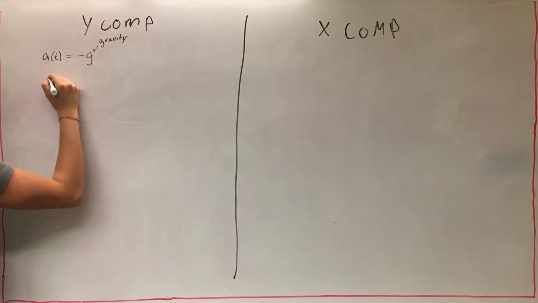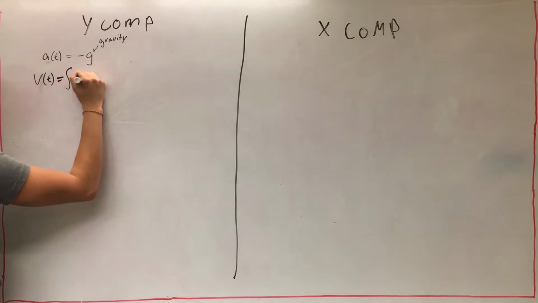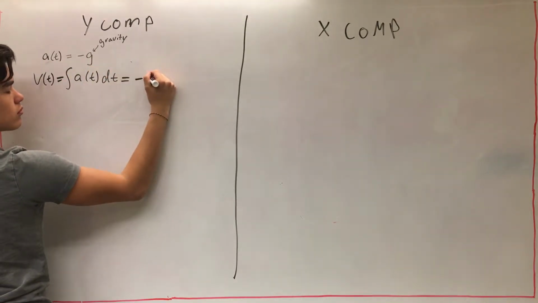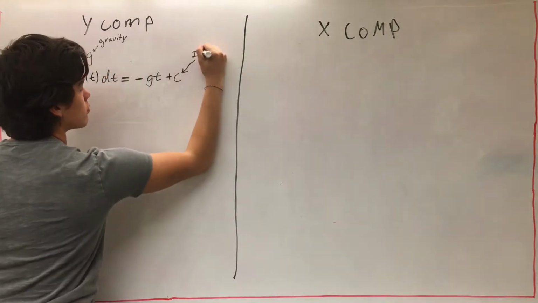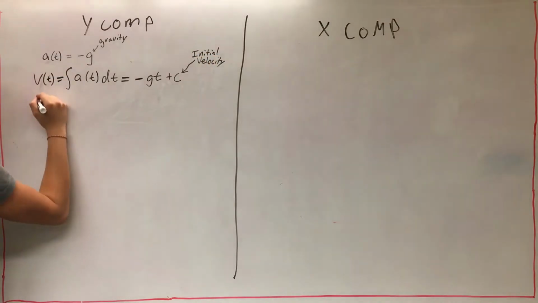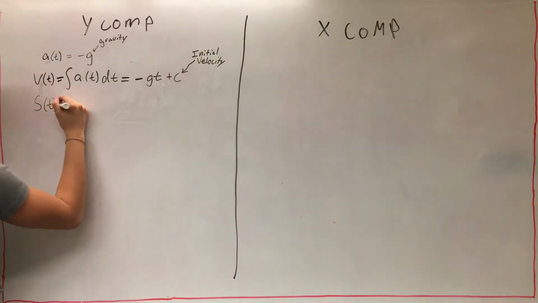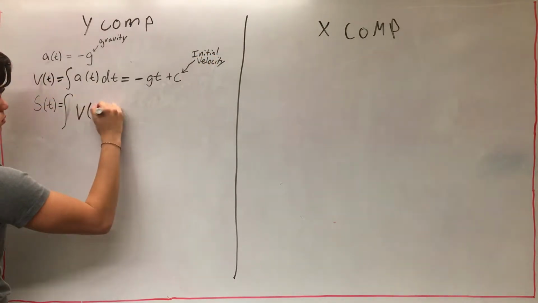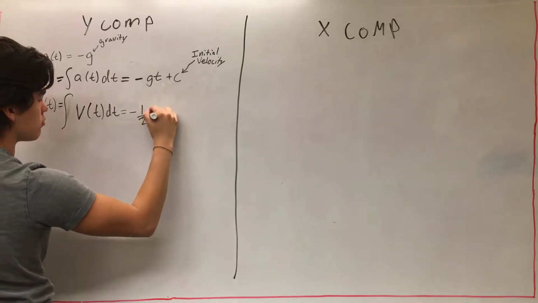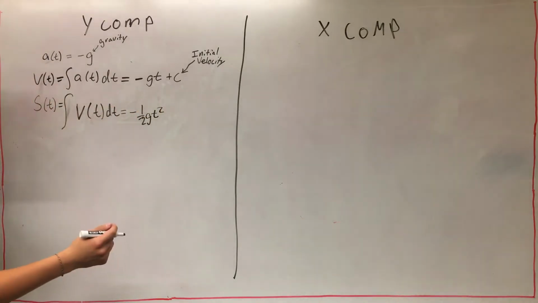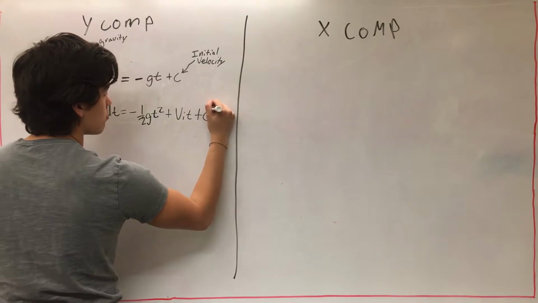The acceleration of the y component we knew to be just negative gravity, and to find the velocity we would have to take the integral of that acceleration. The c in the velocity would represent the initial velocity. Next, to find the position graph, we would have to take the integral of the velocity. The c in the position would represent the initial position.